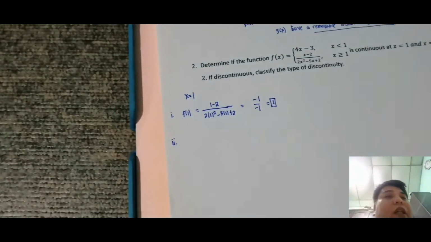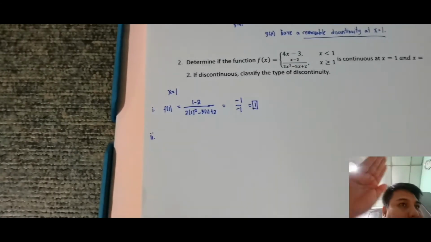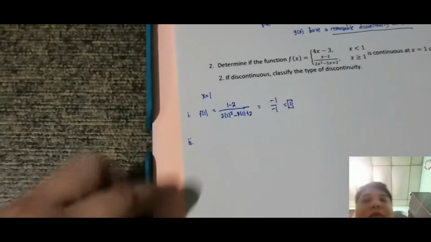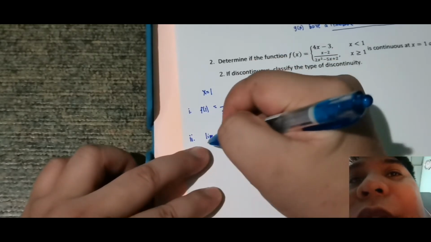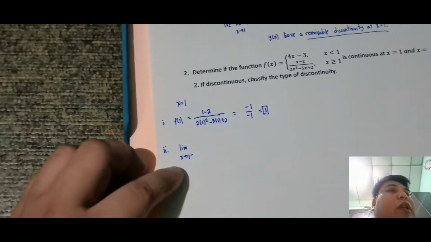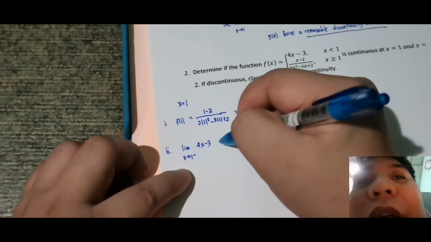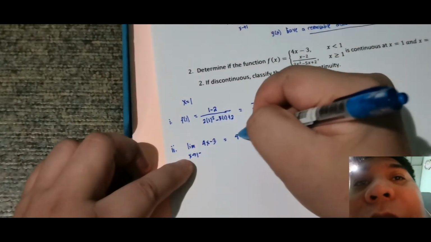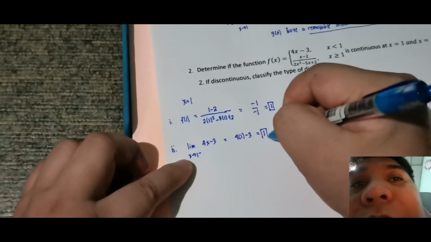Since ang limit niya is x approaches 1, yung nangyari, dalawa yan, from the left and from the right. So kunin natin yung limit niya from the left. So una, yung limit as x approaches 1 from the left, that is 4x minus 3. Since hindi naman makaka-affect yung 1 from the left, right away substitute: 4 minus 1 minus 3 which is equal to 1.